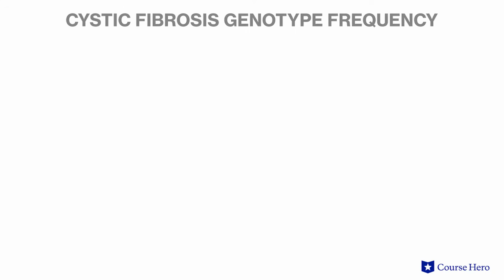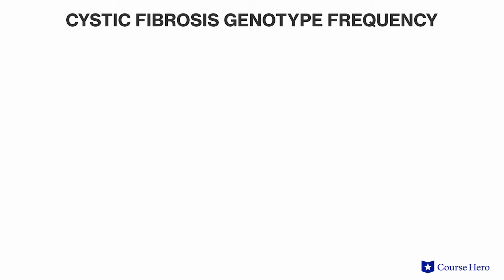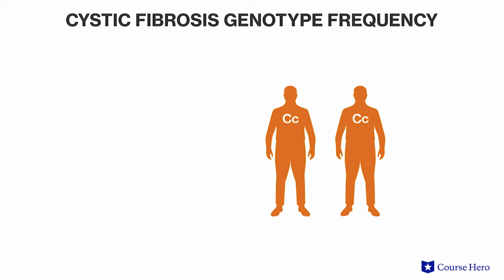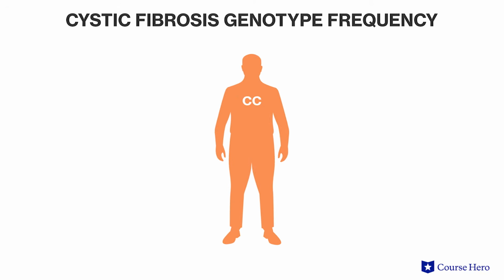For example, cystic fibrosis is a human condition caused by having two copies of the cystic fibrosis allele at a single locus. The unaffected allele in this example is given the uppercase C. Imagine a population of 10 individuals. 7 people are homozygous, meaning they have two of the same unaffected allele. 2 people are carriers of the cystic fibrosis allele, so they are heterozygous and carry one dominant allele and one recessive allele. 1 person is homozygous for the cystic fibrosis allele and carries 2 recessive alleles.